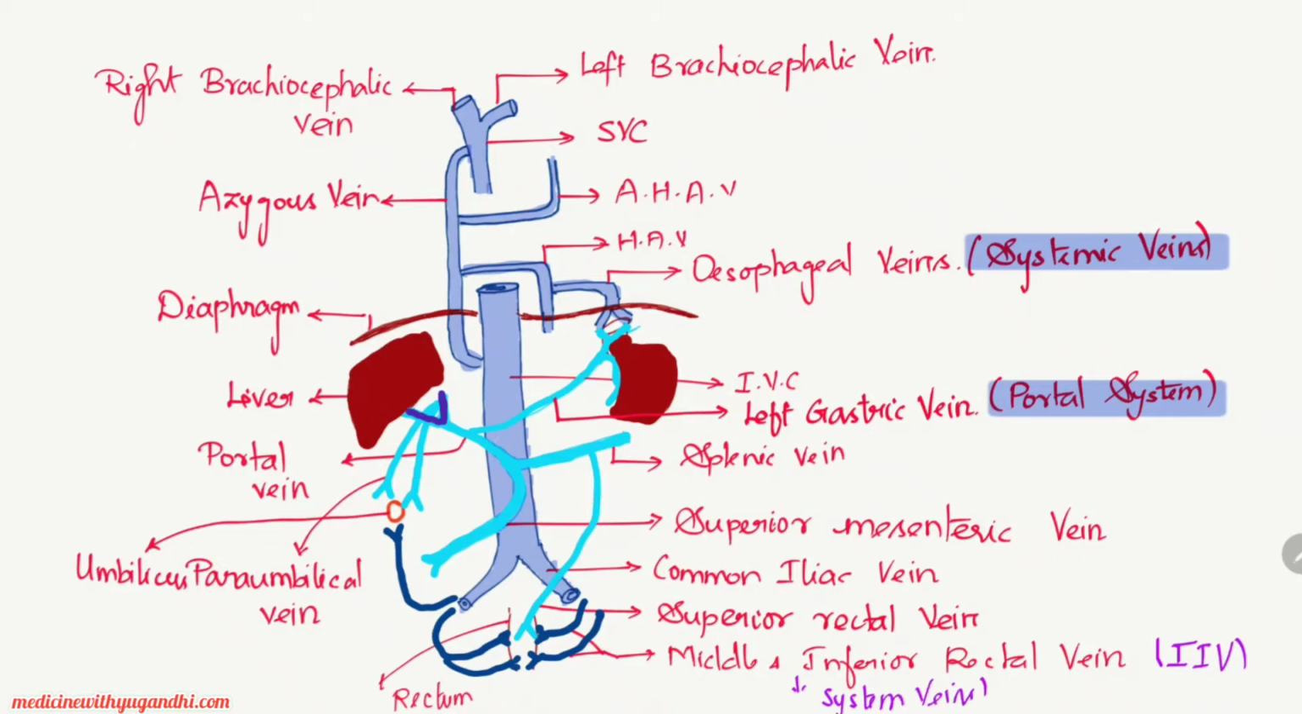As I already mentioned, the portocaval anastomosis is the anastomosis between the portal vein and the systemic vein. So the middle and inferior rectal veins are the systemic veins, whereas the superior rectal vein, since it drains into the splenic vein, comes under the portal system, right? So at the lower end of the rectum, anastomosis takes place between the superior rectal vein and the middle and inferior rectal veins, as you can see here.